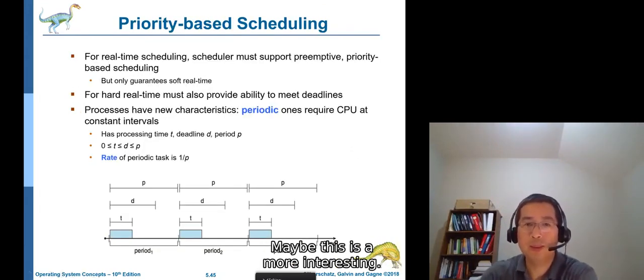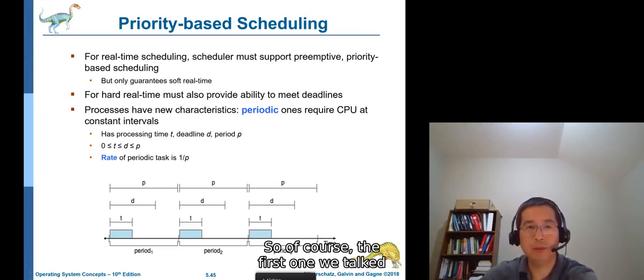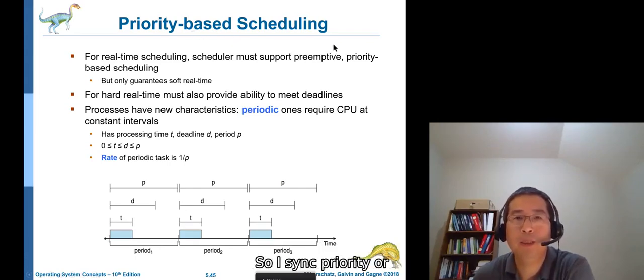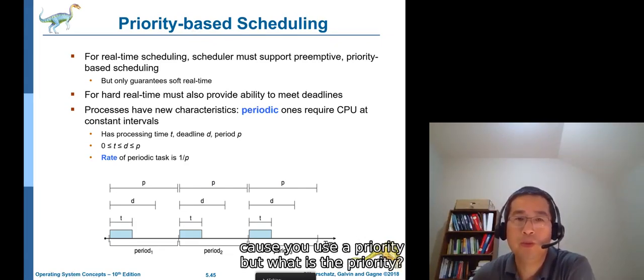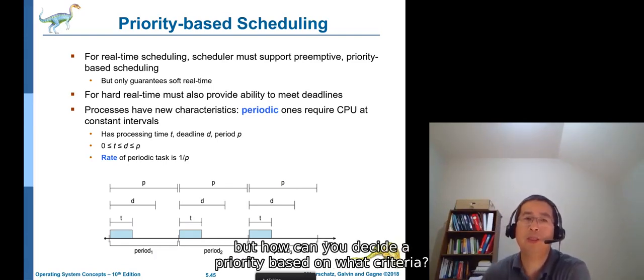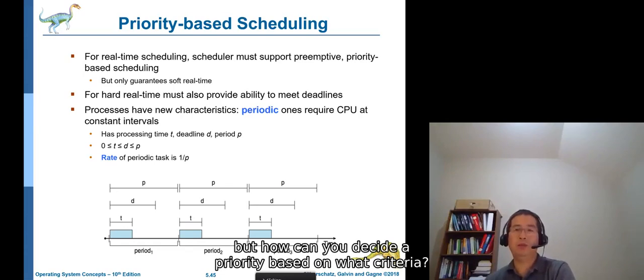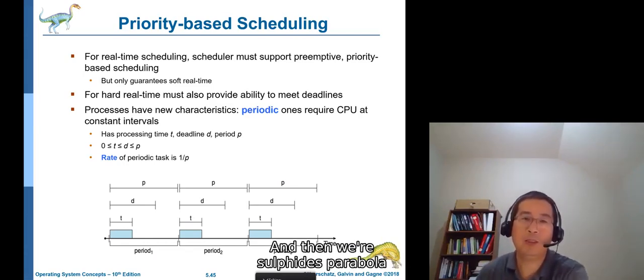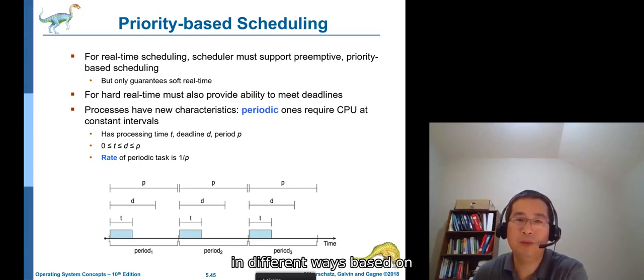Okay, let's work on some examples. Maybe this is more interesting. So of course, the first one we talk about is priority-based scheduling. So I think, of course, you use priority, but what is the priority? For real-time scheduling, of course, we use priority, but how can you decide the priority? Based on what criteria? So later we talk about different priorities. Let's look at the common problem, and then we solve this common problem in different ways based on different criteria to decide the priority.